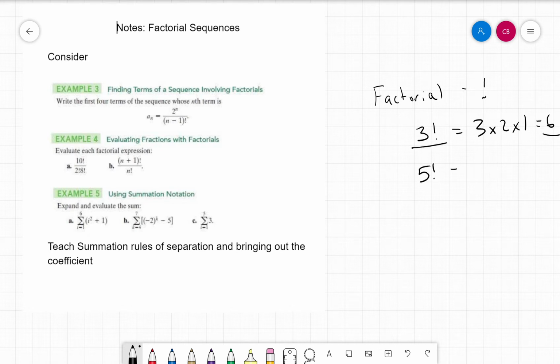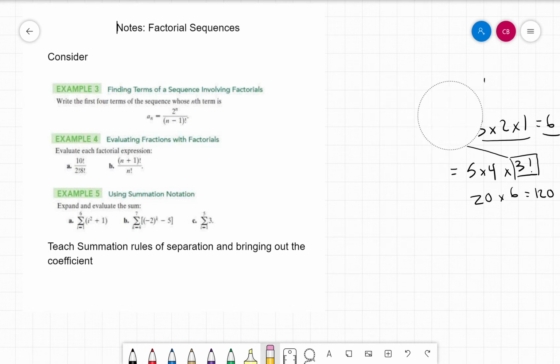If I'm talking 5 factorial, that's 5 times 4 times 3 factorial, which is 20 times 6, which is 120. Notice I simply replaced 3 factorial with that. That is a very useful trick for doing this, because it can help you and save you some time, and it can simplify some things for you so that you don't have to work as hard. So with that taken care of, let's look at number 1.